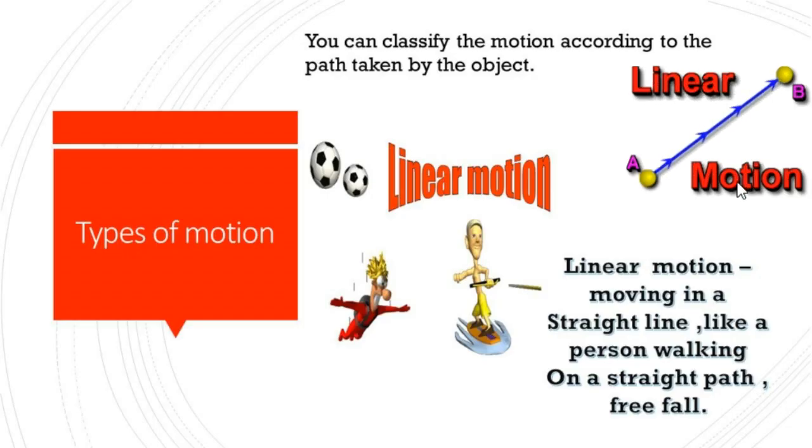Types of motion. You can classify the motion according to the path taken by the object. They are linear motion, curvilinear, circular, rotatory, oscillatory, and zigzag. The first one, linear motion. Here, the object is moving in a straight line, like a person walking on a straight path, and free fall.